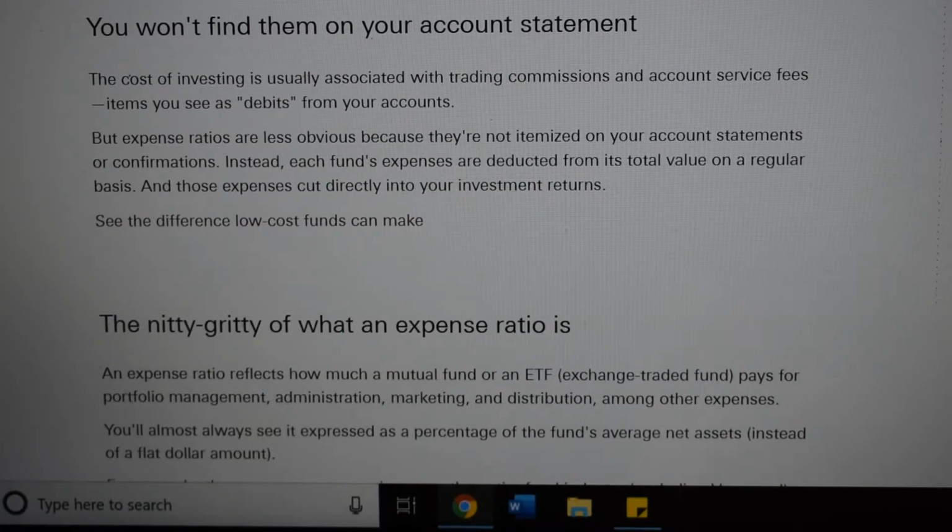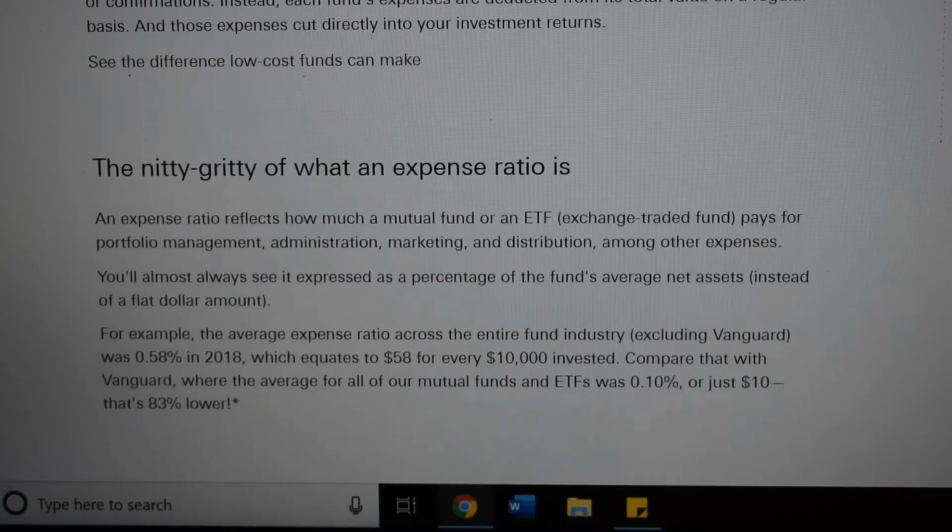Okay, the cost of investing is usually associated with trading commissions and account service fees, items you see as debits from your accounts, correct. But expense ratios are less obvious because they're not itemized in your account statements or confirmations. Instead, each fund's expenses are deducted from its total value on a regular basis, and those expenses cut directly into your investment returns.